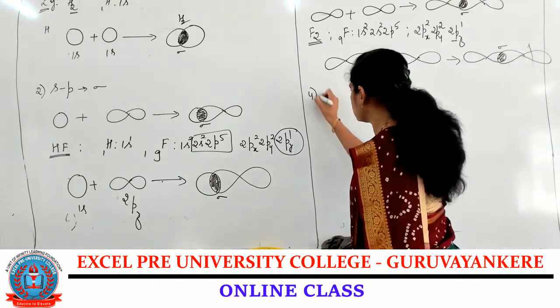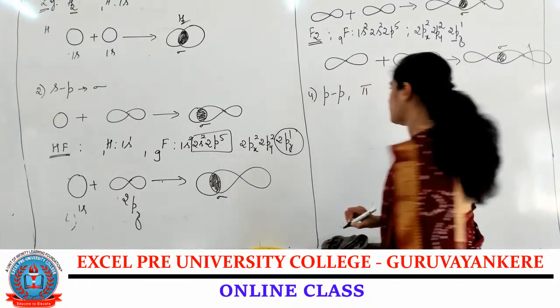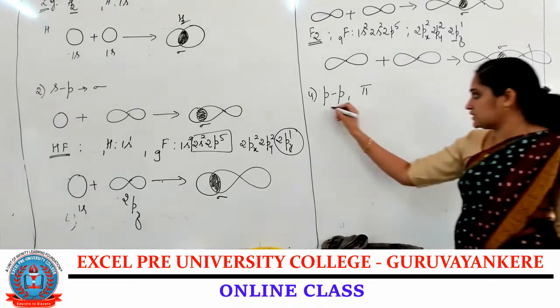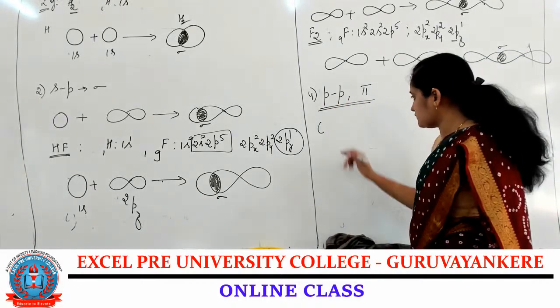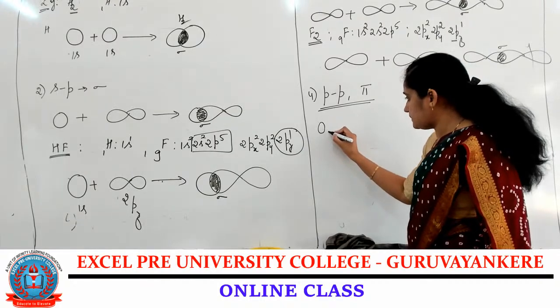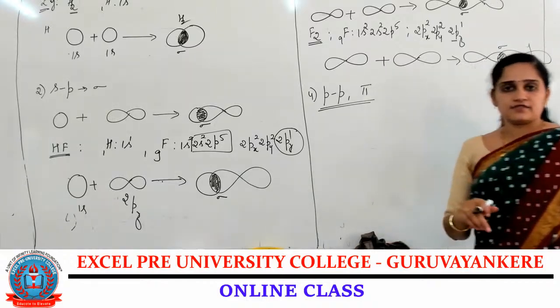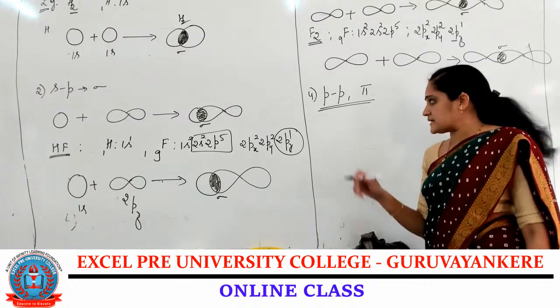Next, the fourth kind is pp overlapping, formation of a pi bond. pp overlapping, formation of the pi bond. Let me take an example. Let me write the orbital diagram first. Later on, we will take an example.